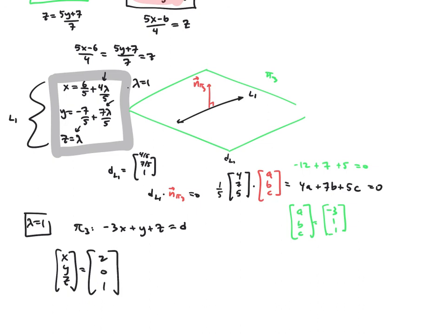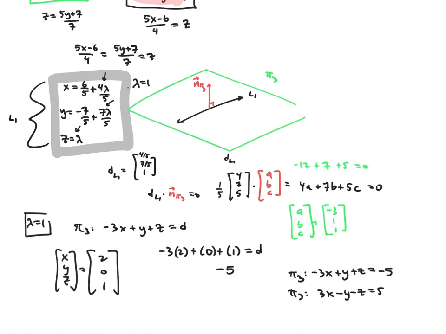Therefore, this point should satisfy pi 3. If I plug in a 2 for x, a 0 for y, and a 1 for z, we'll find d. It looks like d is equal to -5. All right, so let's finish it off. Pi 3 could end up being this. This is one of the possibilities. There are others for our coefficients A, B, C, and D. Now if I follow my rule, I am allowed to multiply by a -1, giving me 3x minus y minus z is equal to +5.